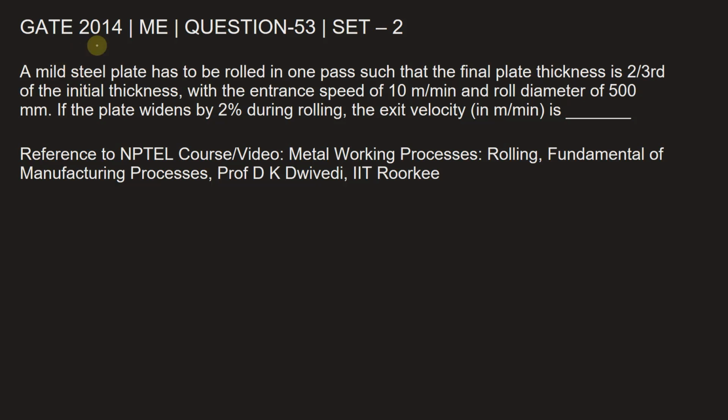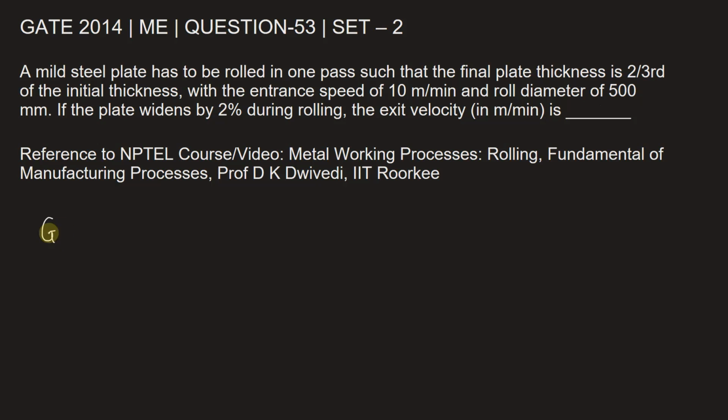This question is from GATE 2014 Mechanical Engineering paper set 2, question number 53. A mild steel plate has to be rolled in one pass such that the final plate thickness is 2/3 of the initial thickness. With the entrance speed of 10 meter per minute and roll diameter of 500 millimeters, if the plate widens by 2% during rolling, the exit velocity in meter per minute is dash.